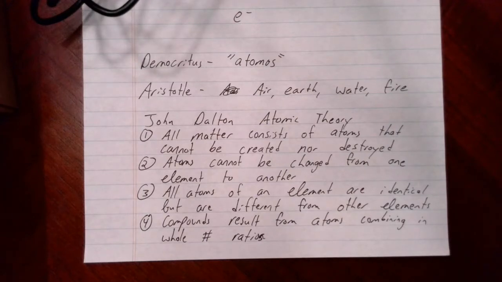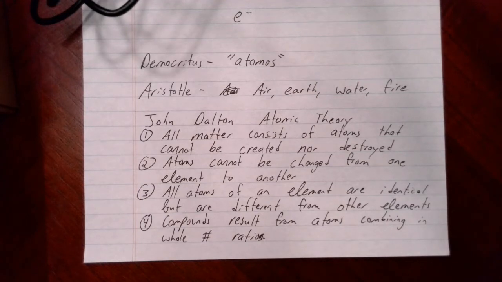So first he said that all matter consists of atoms that cannot be created nor destroyed. The second postulate is that atoms cannot be changed from one element to another. The third postulate is that all atoms of an element are identical but are different from other elements. And the fourth postulate is compounds result from atoms combining in simple whole number ratios.